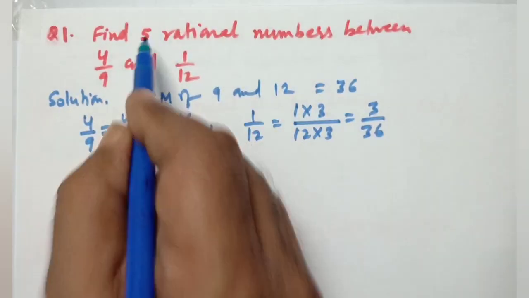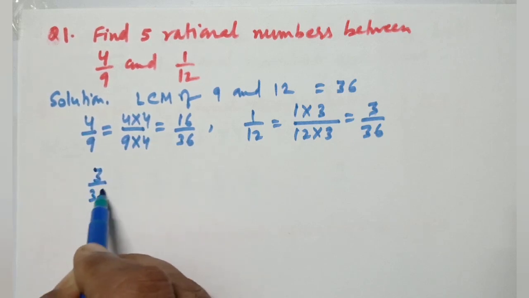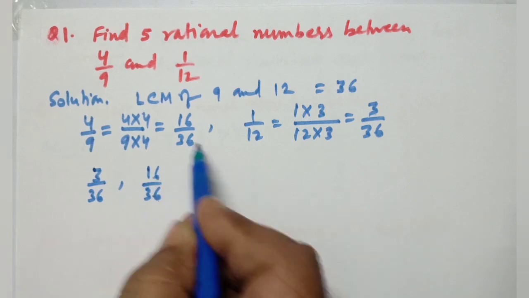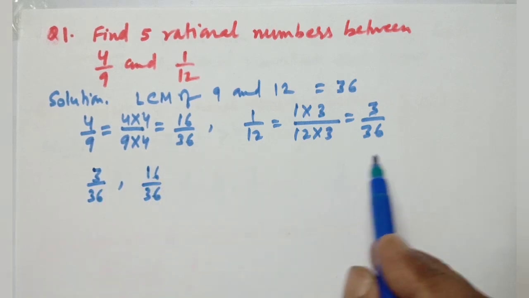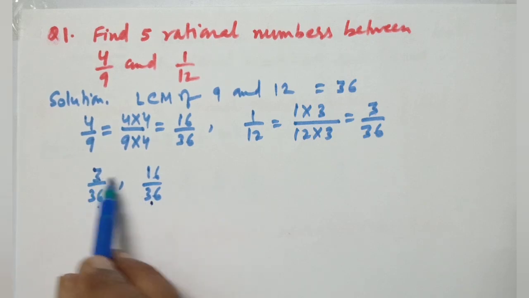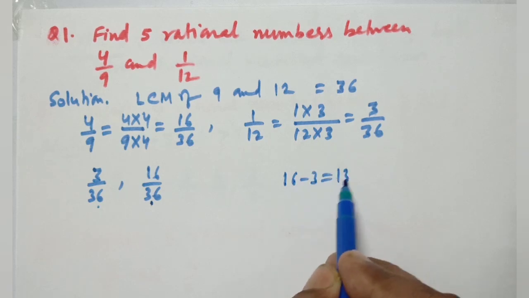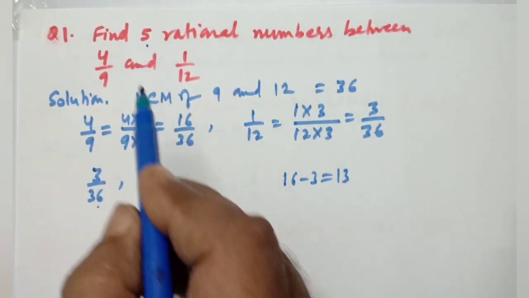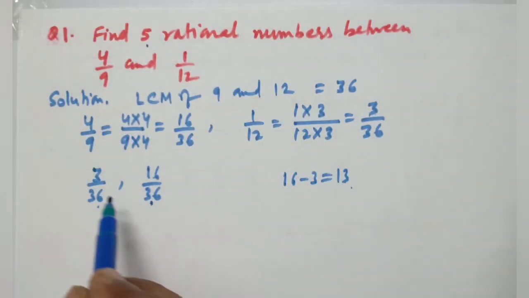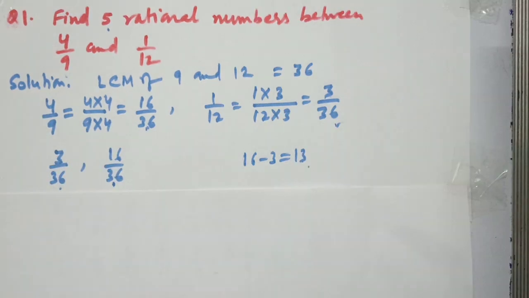more than 5. So you can write, see, we got these two numbers, 3 by 36 and 16 by 36. The greater number I am writing on the right side. Now you can see the denominators become the same and the difference of the numerators is 13, which is far more than 5, since we need only 5 rational numbers. 13 is more than 5. So we can now very easily find 5 numbers between 3 and 16.